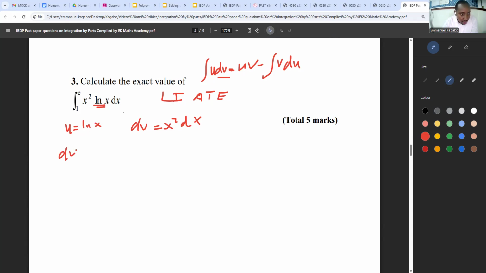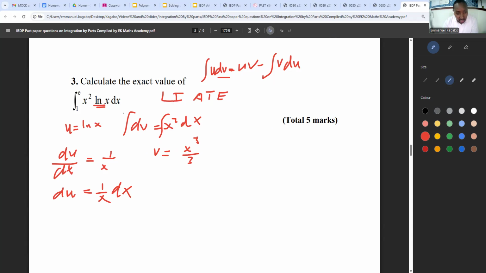The derivative du over dx is going to be, what's the derivative of ln x, guys? It's 1 over x. Because I'm looking for du, I need to make du the subject. Good. It's going to be 1 over x dx. I've got my du. What is remaining is v, because I have u, dv, and du. To get v, I have to integrate dv. So v will be equal to, what's the integration of x squared, guys? It is x to the power 3 over 3.